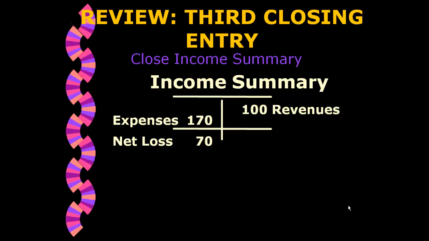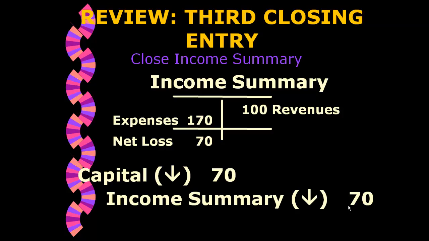So in my closing entry, I need to get the income summary account down to 0. Income summary has a debit balance, so to get it down to 0, I'm going to have to credit income summary to make that entry balance. In this case, then my debit goes to the capital account. Debiting capital makes the capital account go down. That makes sense because we had a net loss. Having a net loss makes the net worth of my business also go down. So that's how it looks for a sole proprietor.